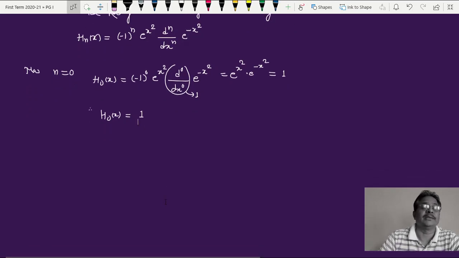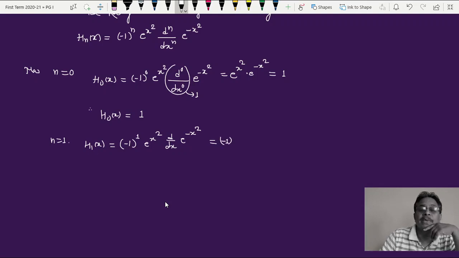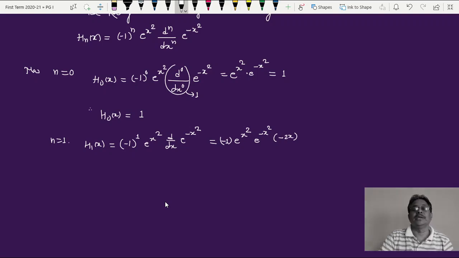Likewise calculate the second, that is n equal to 1. For n equal to 1, h1 of x is equal to, now write that in the Rodrigues formula, minus 1 raised to 1, that is negative, then e raised to x square as it is. Now this is d raised to 1 upon dx raised to 1, multiplied by e raised to minus x square. So getting the differential of this, minus 1 raised to 1 is minus 1, this will be there, e raised to x square is there. Now e raised to minus x square will come out, and the differential of minus x square is minus twice x.